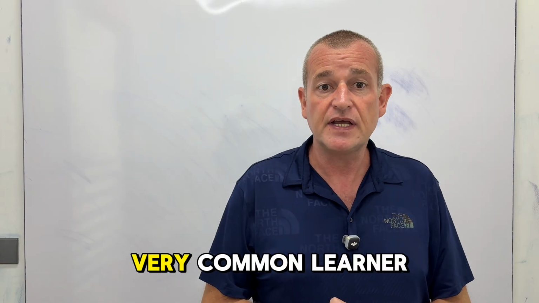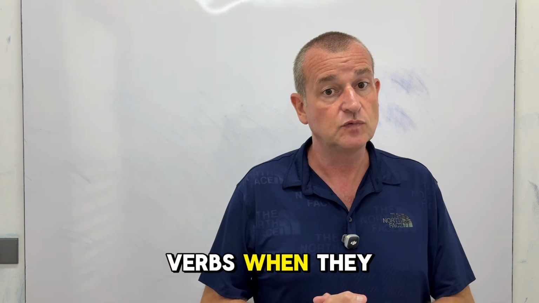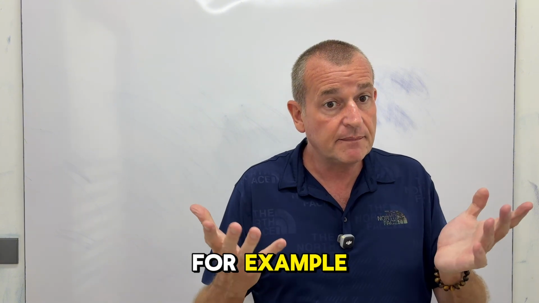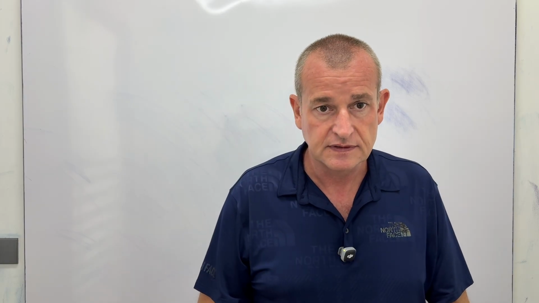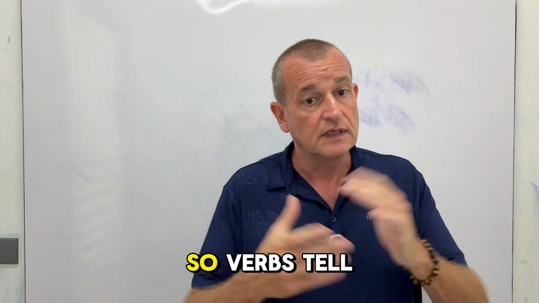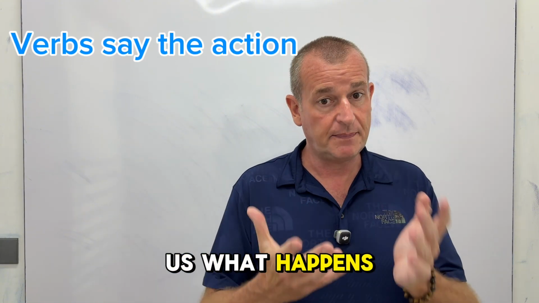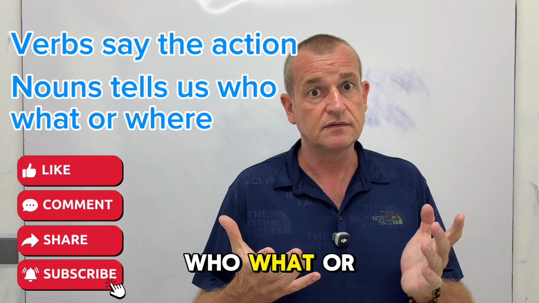And here's a very common learner mistake. Some learners use verbs when they need nouns. For example, "I have many happy." Incorrect. "I have lots of happiness." So, verbs tell us what happens. Nouns tell us who, what, or where.